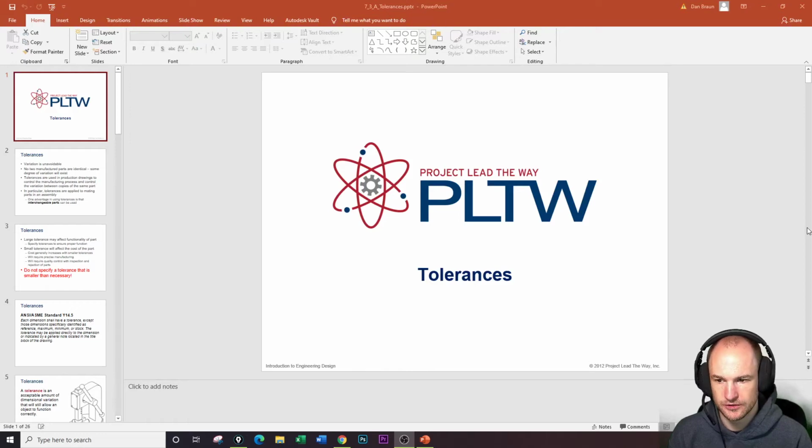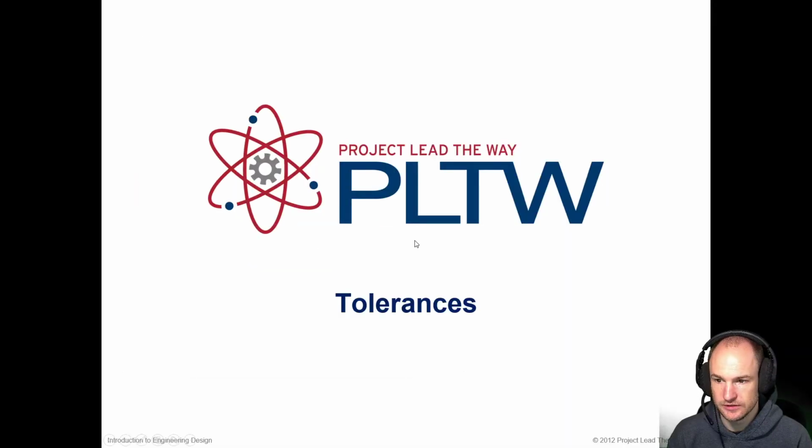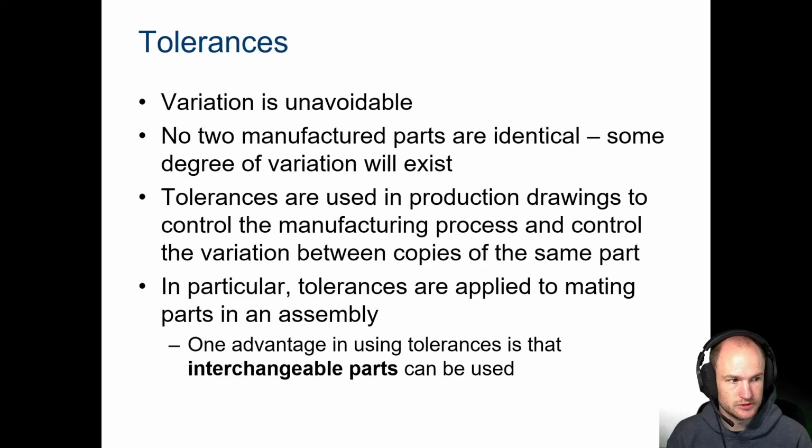All right, so we're going to be talking about tolerances today for 7.3. So let me make this big. I'm going to switch this to the other screen, and here we go. So tolerances. If we're looking here, what we've got is, what is a tolerance?